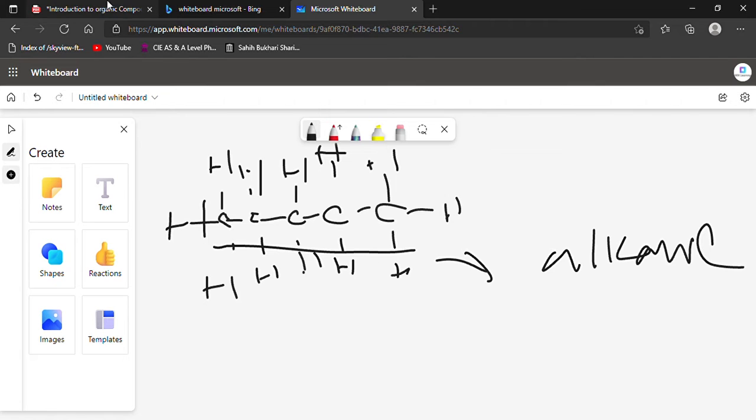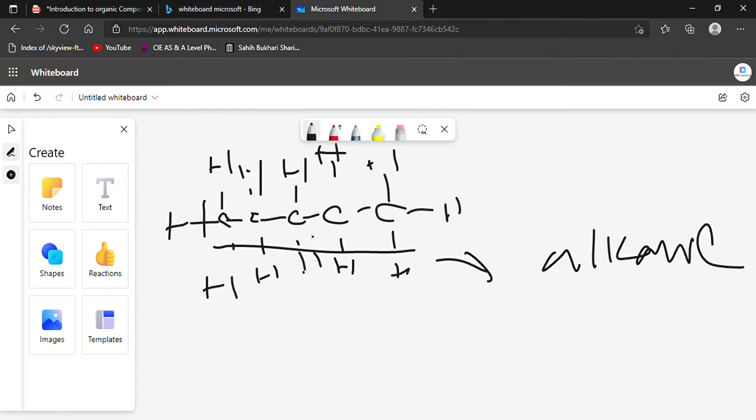If you're going to name them, the suffix is going to end in "ane". For example, ethane ends in "ane". And the first part, the prefix, represents the number of carbons in it. If you have one carbon, it's meth, and if you have two carbons, it's eth. For the functional group, if you have only single bonds between carbons, you have alkane.